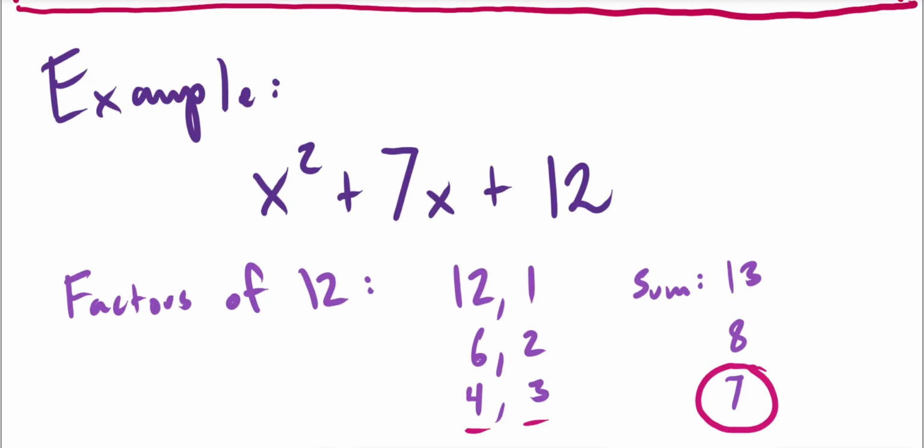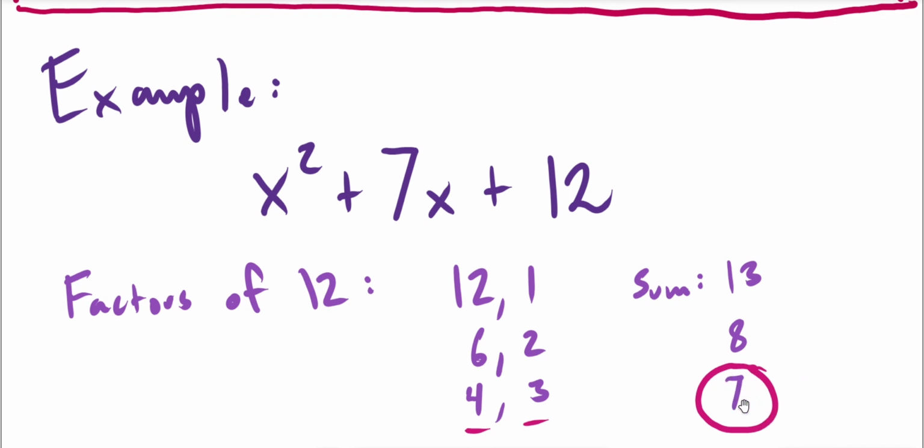So what we could do is list the factors of 12. 12 and 1, 6 and 2, 4 and 3. All of these multiply to give 12. And the sums of those factors: the sum of the first set is 13, then 8, and then 7. Okay, 7 is the middle term, so these two, 4 and 3, are what we want.